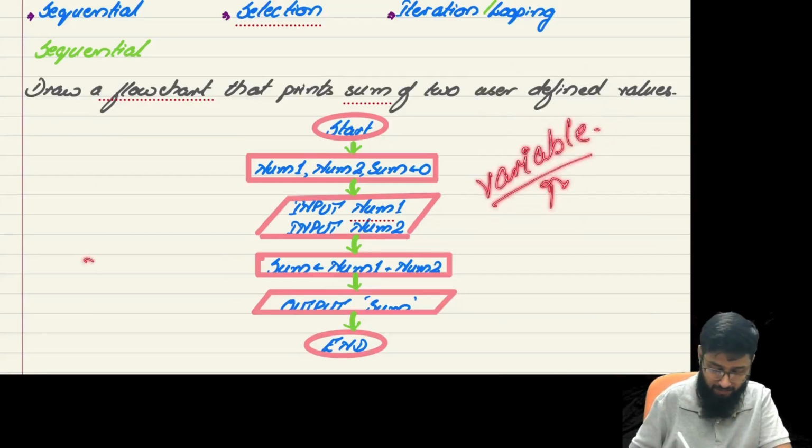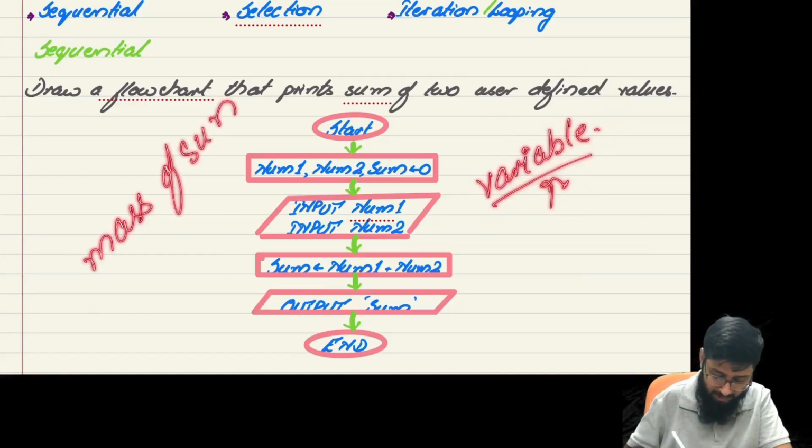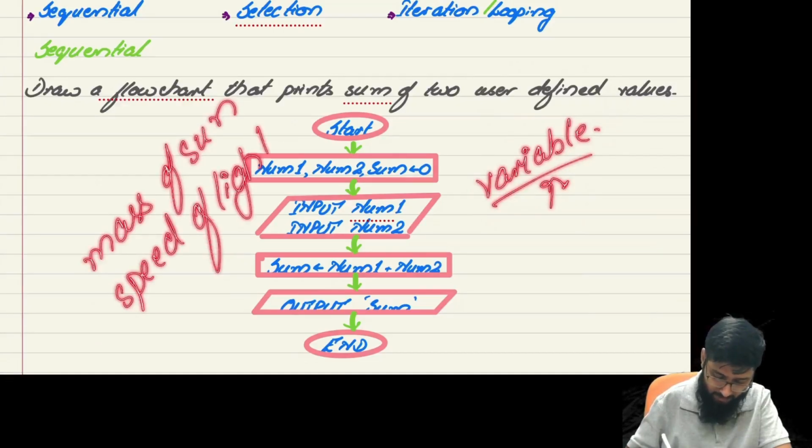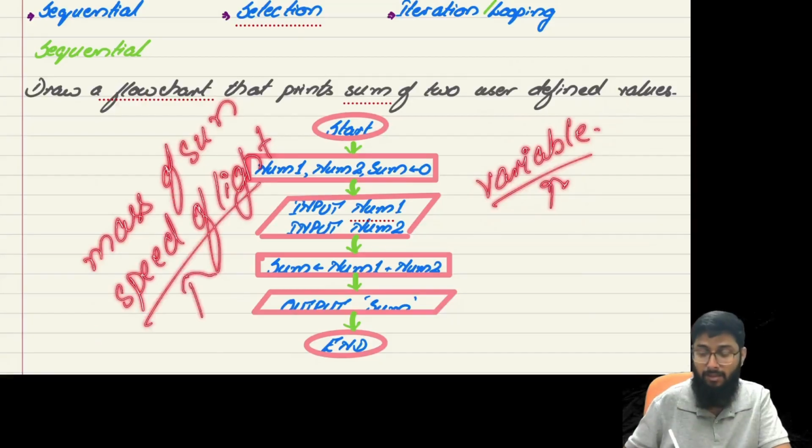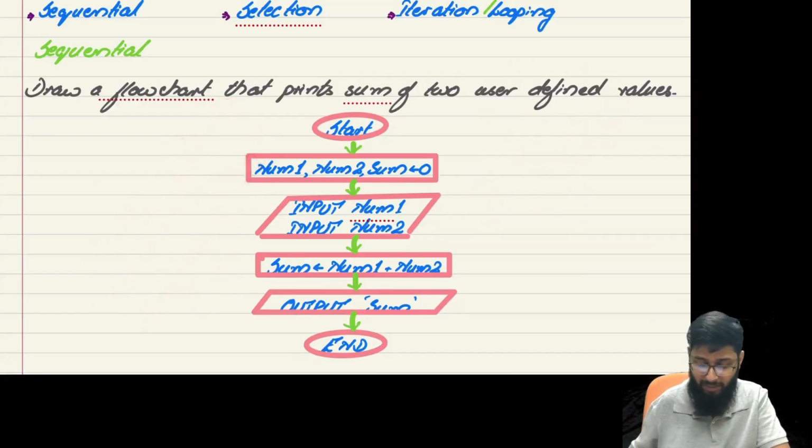For example, the mass of the sun, the speed of light. These are constants. The values of these things will never be changed.